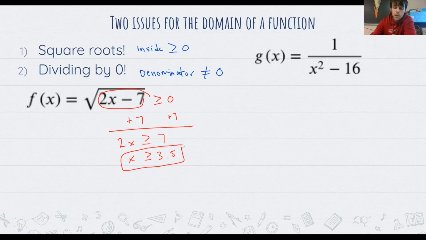So this is the way we would talk about our domain. x is greater than or equal to 3.5. Those inputs are allowed. Anything else? Again, get out of here. We don't want to deal with imaginary numbers right now. Okay, let's go ahead and move forward to the second one.